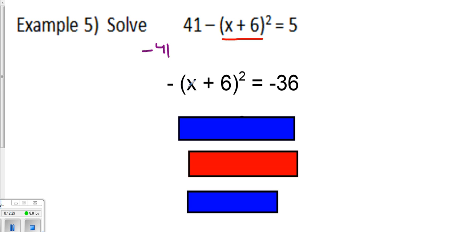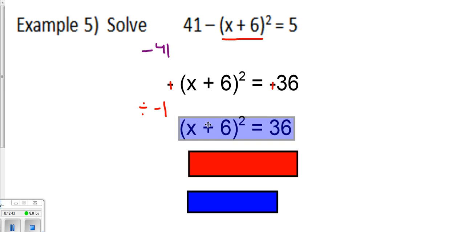How do we get rid of this negative sign in front of both of these? Well, we would divide by negative 1. When you divide by negative 1, really all it does is change the signs. So this becomes positive, this becomes positive, and we now have x plus 6, all of that to the power of 2 equals positive 36.